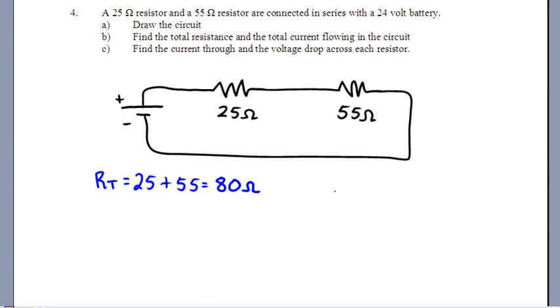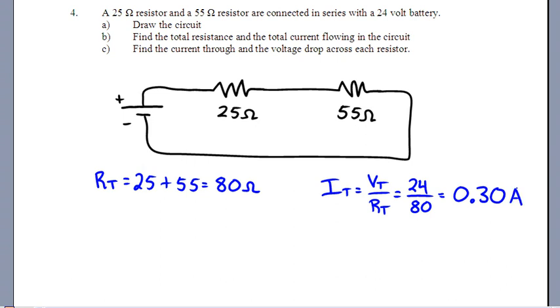Well, we're here talking about the total current now. I'm going to go with all my voltage divided by all my resistance. So 24 divided by an 80. We're looking at 0.3, but don't stop there. Make sure you get 2 or 3 sig figs, so 0.30 amps. Okay, so far so good.